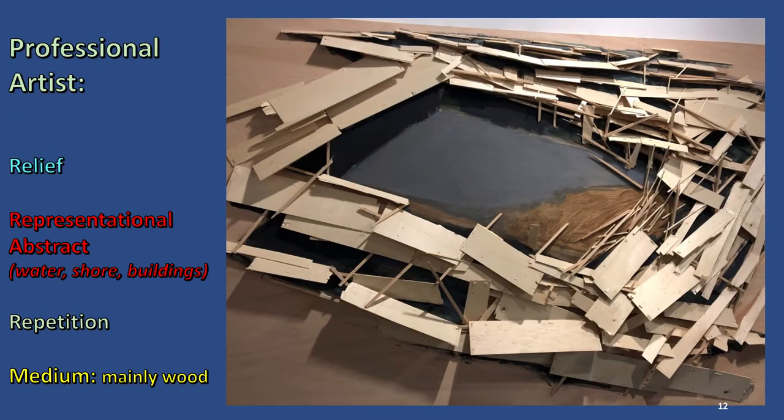Okay, this is also a relief. It's on the wall and these parts are sticking out. It's a representational abstract. You can see the water and the shore. It's not exactly buildings, but it has that sense of like torn down buildings, perhaps after a disaster of some sort. We have repetition, and the medium is wood, mainly.